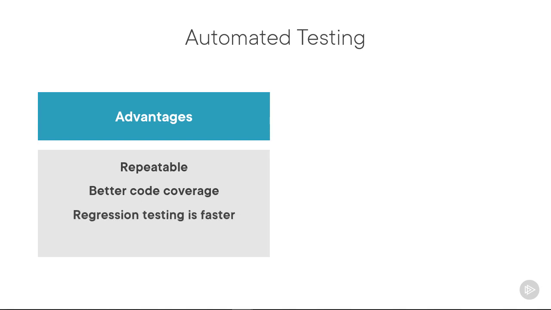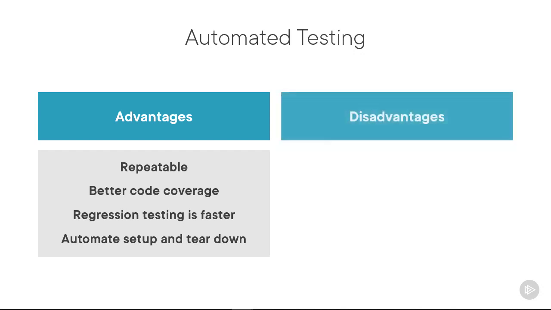Regression testing is much faster because what are you doing? You're just running a series of tests. You're not having to have a human go through, log in, try to get to where they need to do the testing. That takes time. This is fast because it's just code testing other code. Also, you can automate the setup and the teardown. So these are some great advantages to doing automated unit testing.